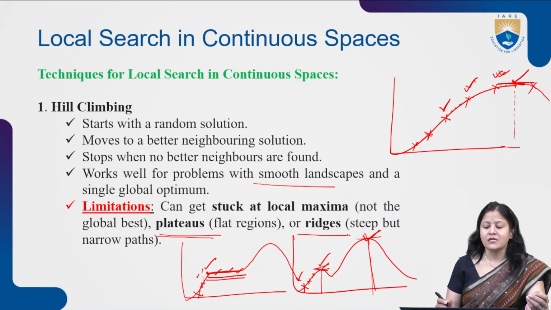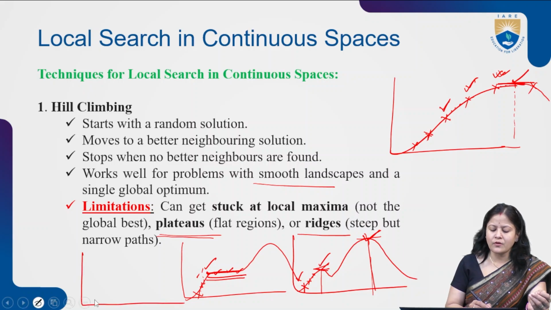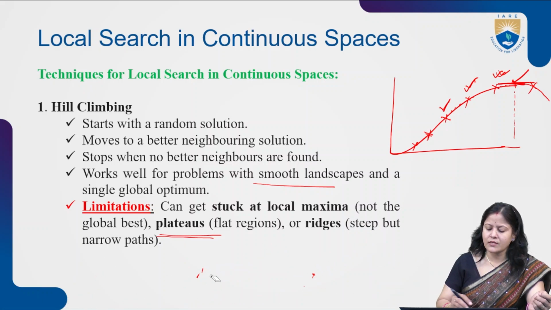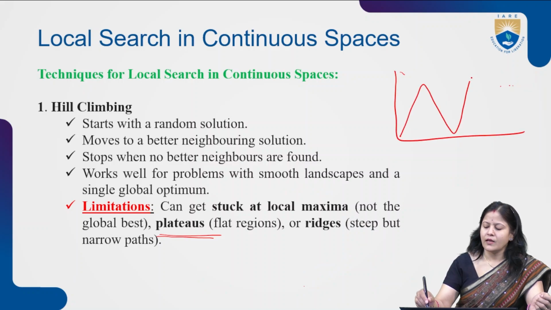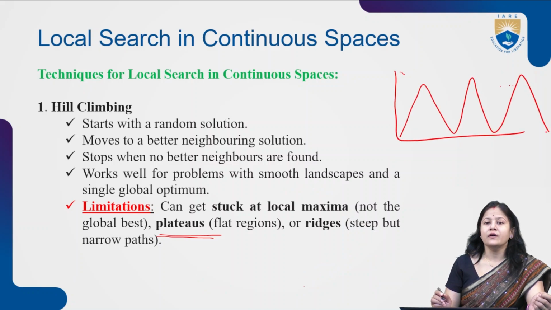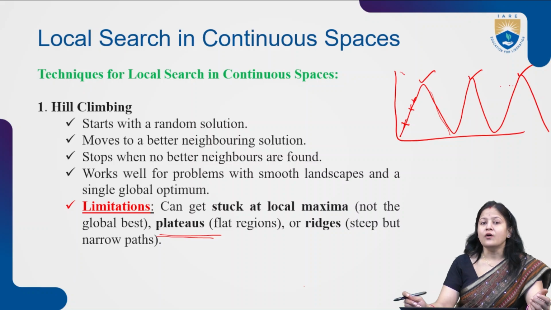Another one is the ridges. Ridges means what? Suppose we take the example where the surface is like this. Let me draw once again. Like this. So what happens here? This is called the ridges, steep but narrow paths. If you start at any particular solution, at this point the value is the same. Even if it moves down, all the values are the same over here. So that is called the ridges. Steep but narrow paths are there. So all these problems cannot be solved using hill climbing.